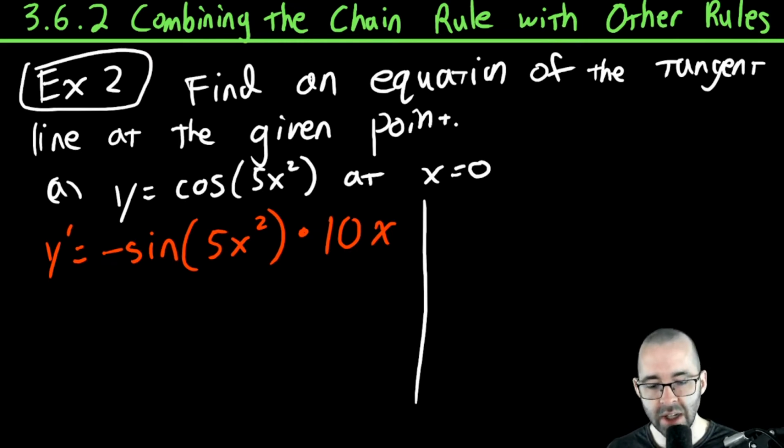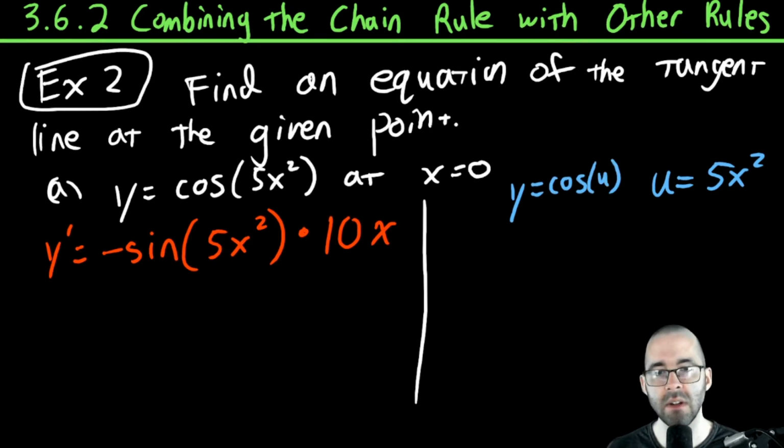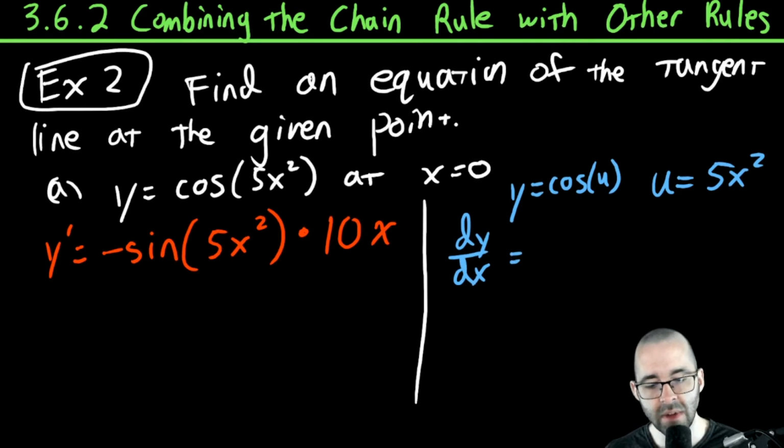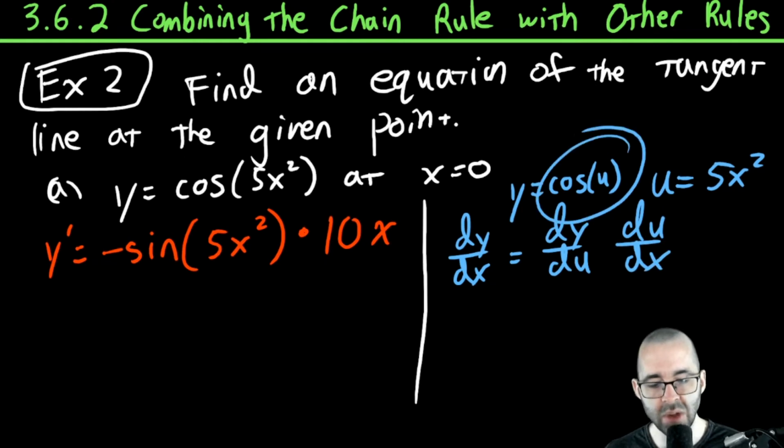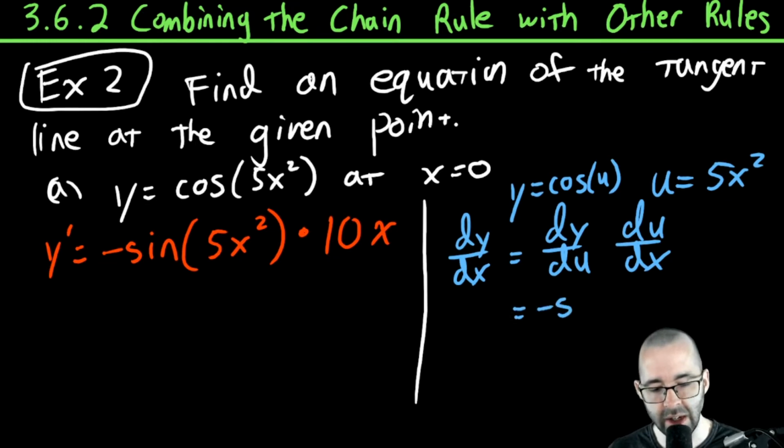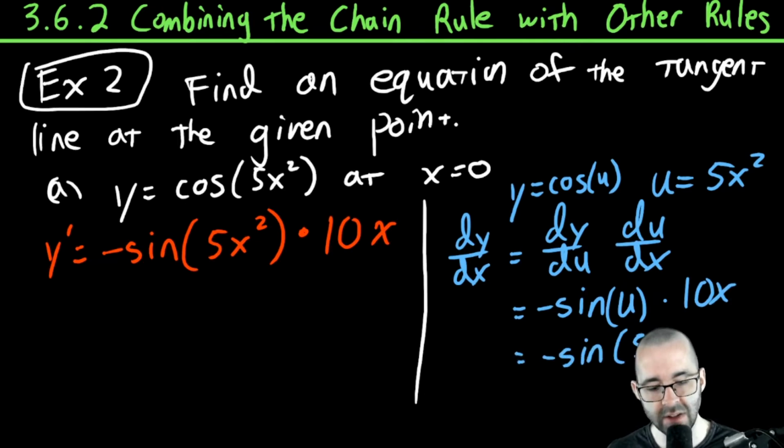Or you can use the Leibniz notation and say, what is our inside function? It's 5x squared. What is our outside function? It's the cosine of the inside function. The cosine of u, if u is 5x squared, is indeed this. And Leibniz notation says that dy/dx equals the derivative of y with respect to u times the derivative of u with respect to x, just multiplying these two derivatives together. That's going to be negative sine of u times 10x. And again, what is u if not 5x squared?